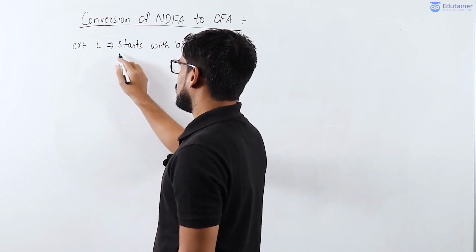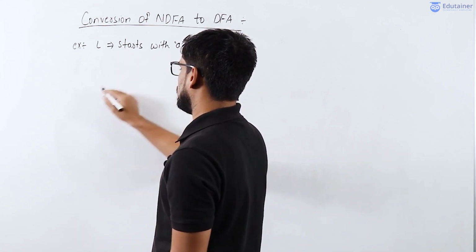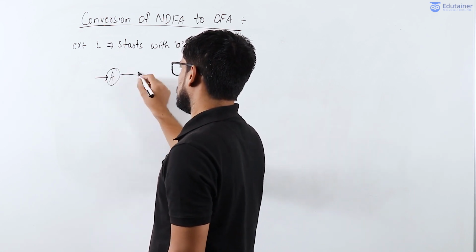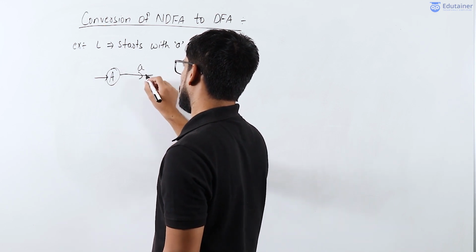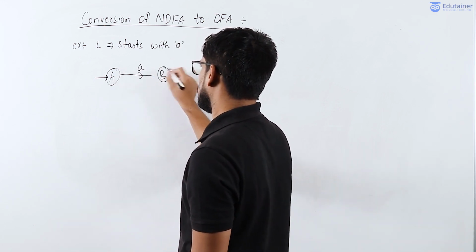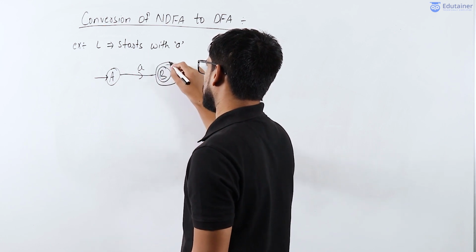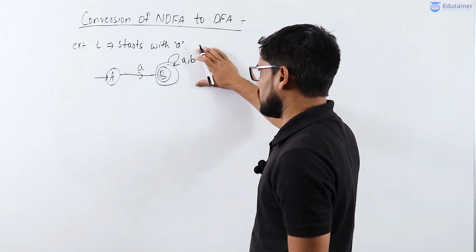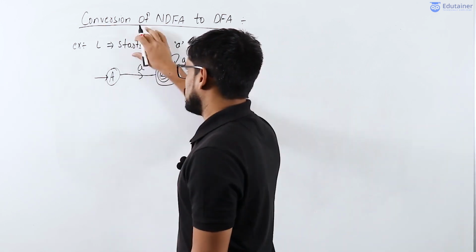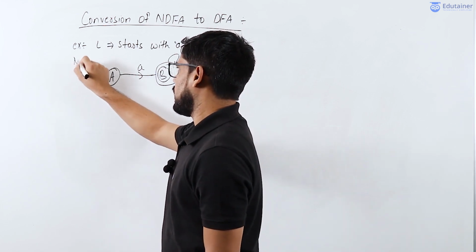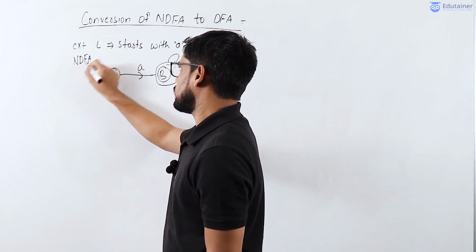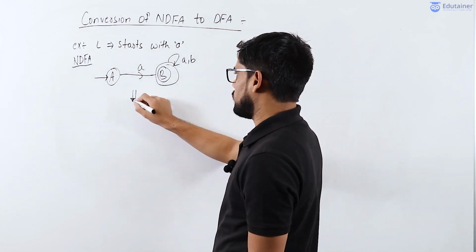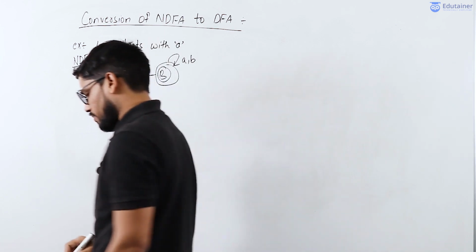So a language which starts with a, how can you draw the NDFA? In the previous video I have already taken this language. So what you will do here: A is the initial state, then on small a it will go to the final state capital B, and on capital B it will take any number of a's or any number of b's. So this is the transition diagram for this language, and it is nothing but an NDFA. Remember that first we draw the transition diagram of the NDFA, then this transition diagram is converted into a transition table.